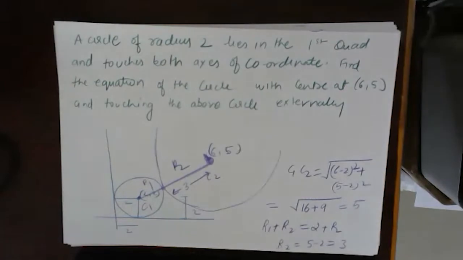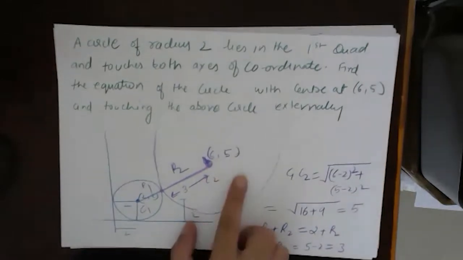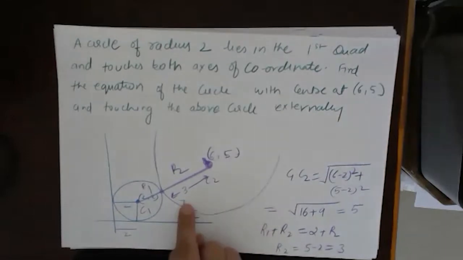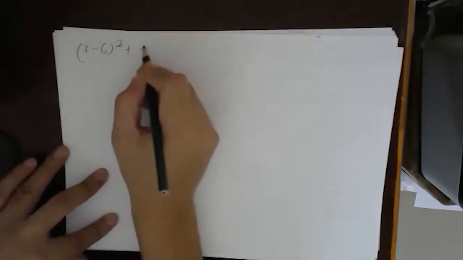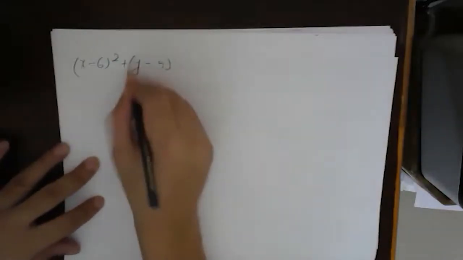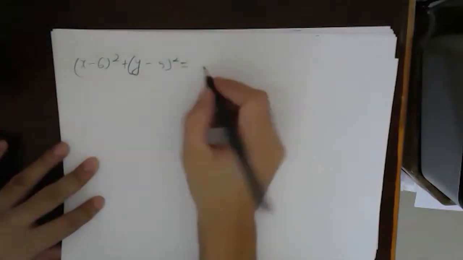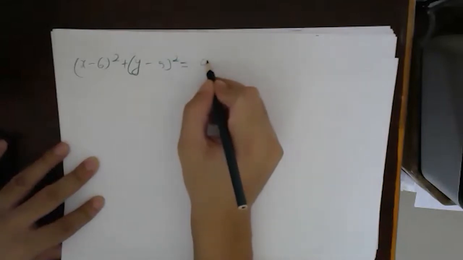Now they are asking us to find the equation of the circle whose center is (6, 5) and whose radius is 3. So how can we find the equation of the circle? The equation of the circle will be nothing but (x minus 6) whole square plus (y minus 5) whole square should be equal to the radius square. Radius square is what? Radius square is 9.